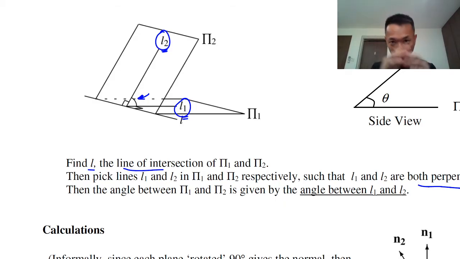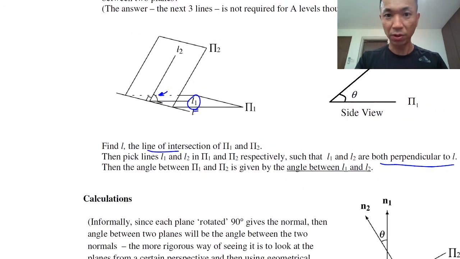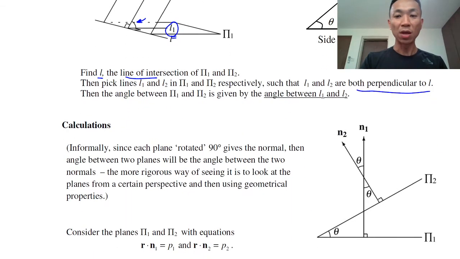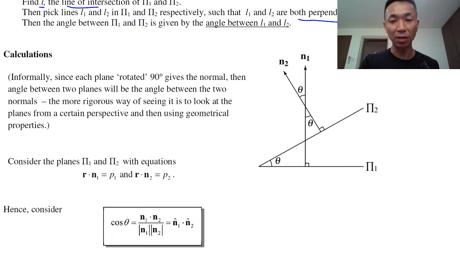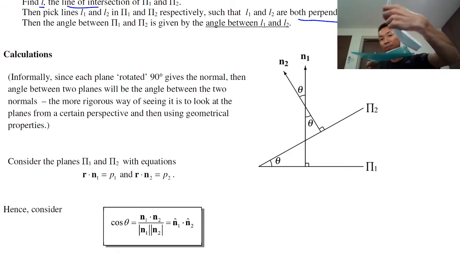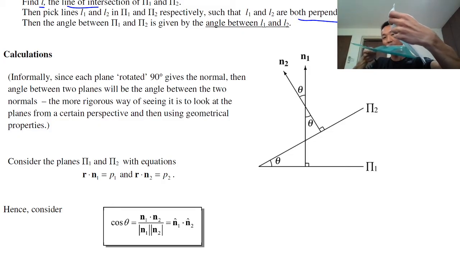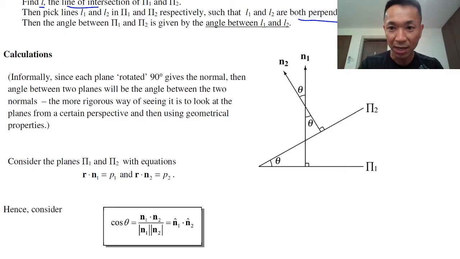However, in A levels, this is not what we're going to do. The easiest way to do it at A levels is to look at this diagram. I'm looking at the side view. Maybe I can give you two planes like that, plane 1 and plane 2. I want to find the angle between the two planes. The idea is that the angle between the two planes is actually the angle between the two normals. This is the side view of pi 1 and pi 2.